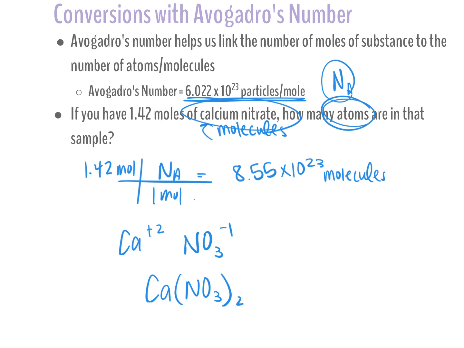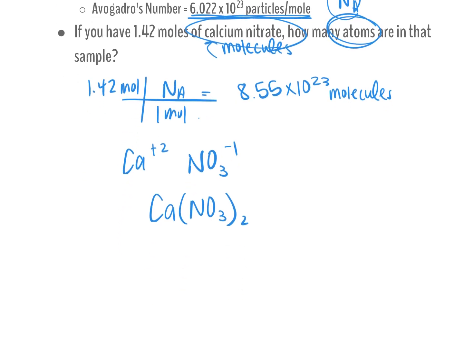So let's break this down a little bit further. In this compound, how many calcium atoms are there? 1. How many nitrogen atoms are there? 2, right? And how many oxygen atoms are there? 6. So in total, per molecule, there are how many atoms?